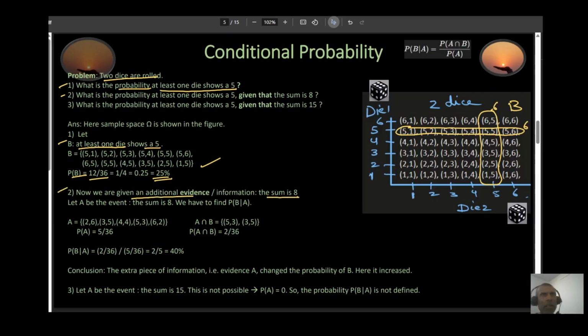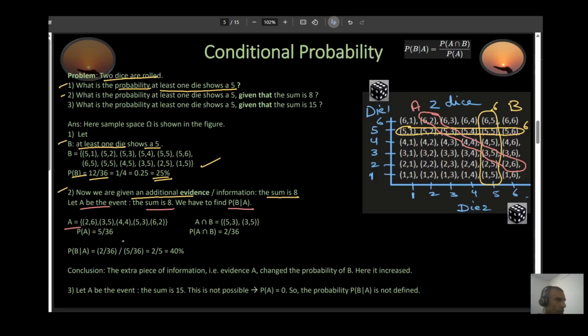So let me use a different marker now. Let A be the event that the sum is 8. We have to find the probability of B given that A has taken place. So in this case, my A is that the sum is 8. All the possibilities where your sum is 8 are these numbers right here: 6, 2, 5, 3, 4, 4, 3, 5, 2, 6, and so on. So these are my event A right here.